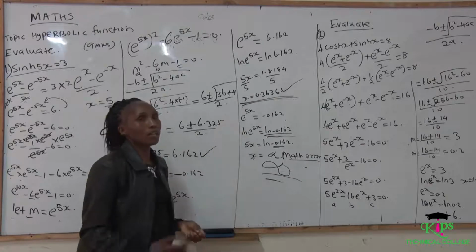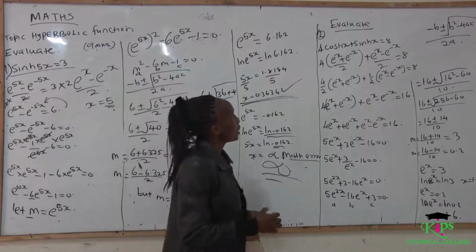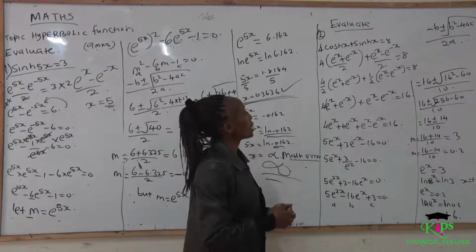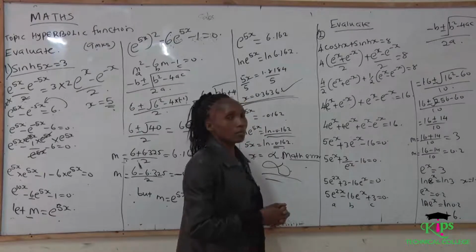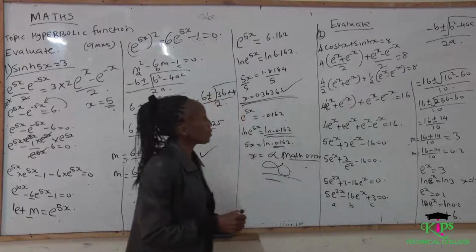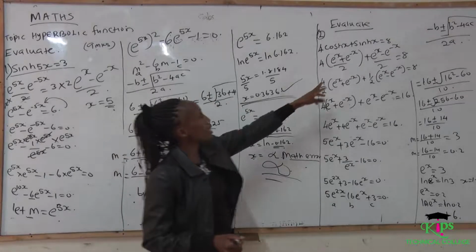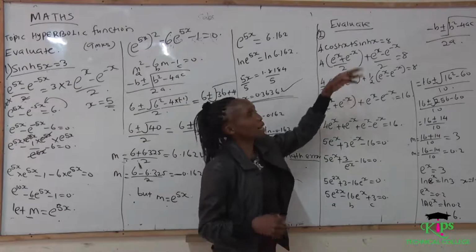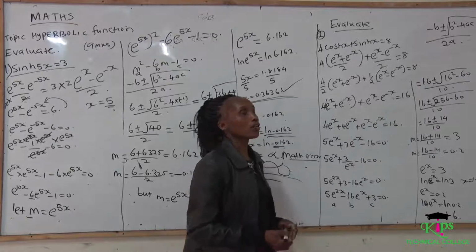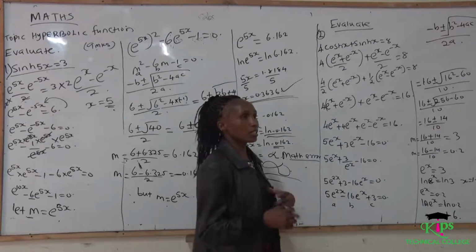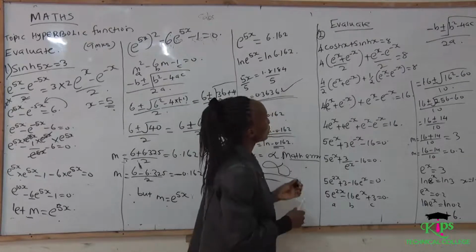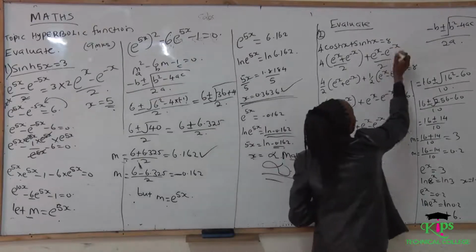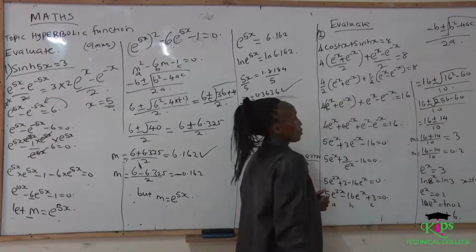Let's go to another example, example 2. You're given 4 cosh x plus sinh x is equal to 8. You have to remember the formulas. If we talk of cosh, it is exponential x plus exponential negative x over 2. If it is sinh, it is exponential x minus exponential negative x, divided by 2.